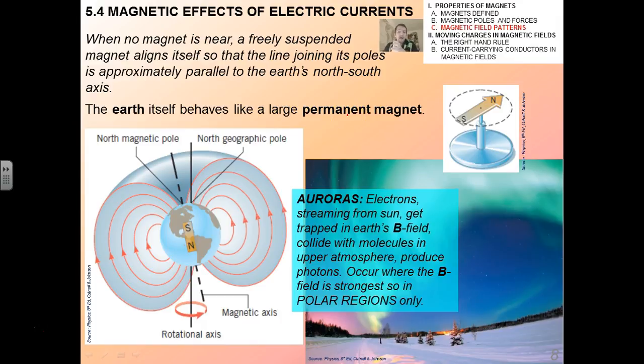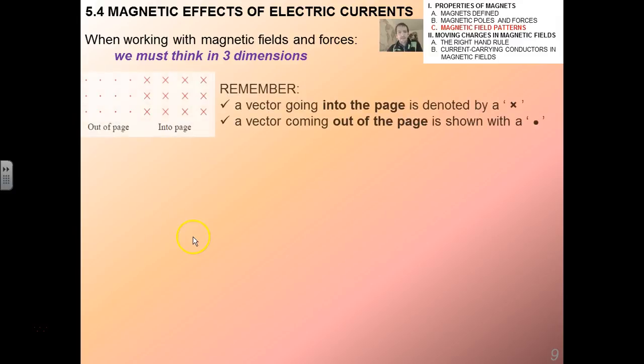Now, if you've ever seen the Aurora Borealis, it's a really beautiful thing. You usually see it in very high latitudes, either the Arctic or the Antarctic. What happens is that electrons normally streaming from the sun get trapped in Earth's magnetic field. They collide with molecules in the extreme upper atmosphere, and when that happens, they produce photons of various frequencies, or light of various colors. This occurs where the B field is strongest, so it's in the polar regions only. Remember that when you have a magnetic, electric, or gravitational field, wherever the field lines are closest together, you have the stronger field. So it follows that the strongest magnetic field is going to be near the poles of any dipole magnet.